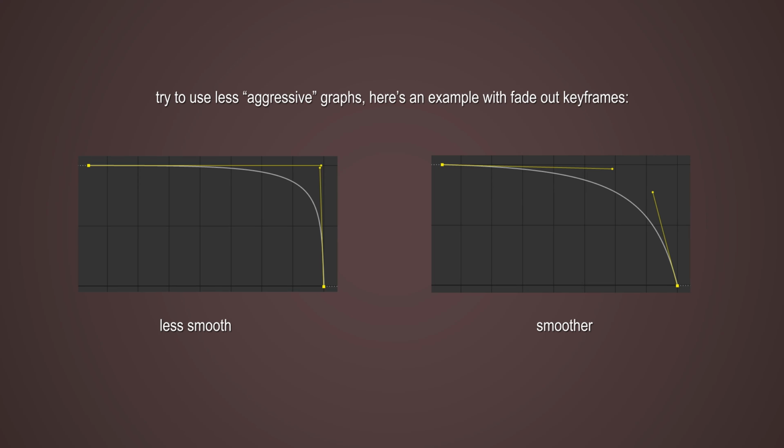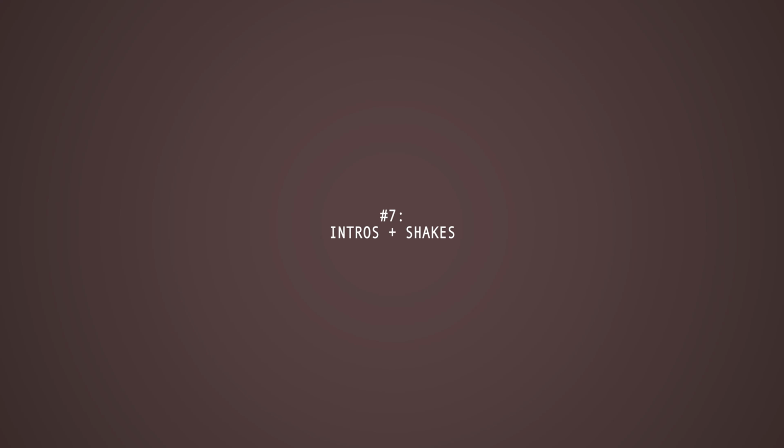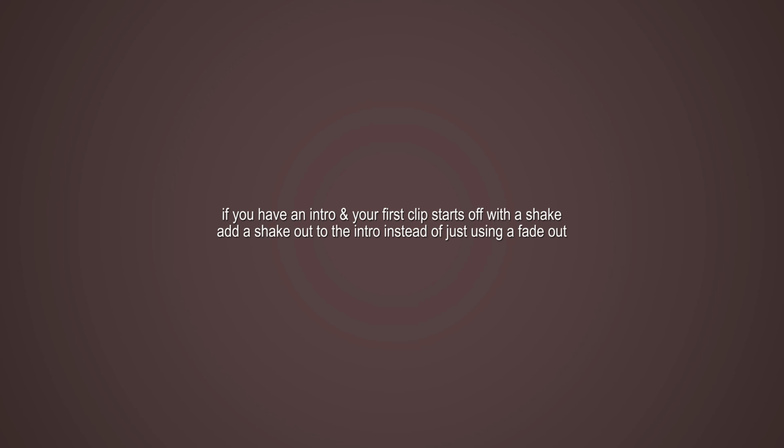Try to use less aggressive graphs. Here's an example with fade out keyframes. If you have an intro and your first clip starts off with a shake, add a shake out to the intro instead of just using a fade out.